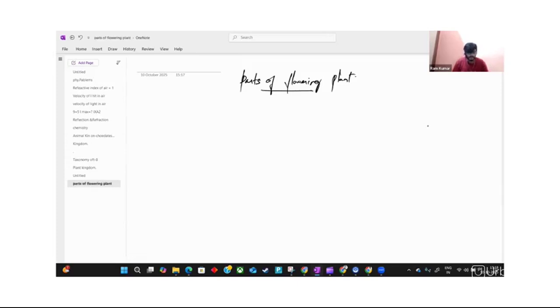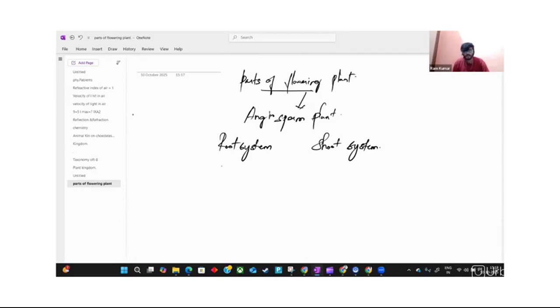Today we are going to discuss a topic called parts of a flowering plant. Generally, the flowering plants are called angiosperm plants, which consist of a root system and a shoot system.